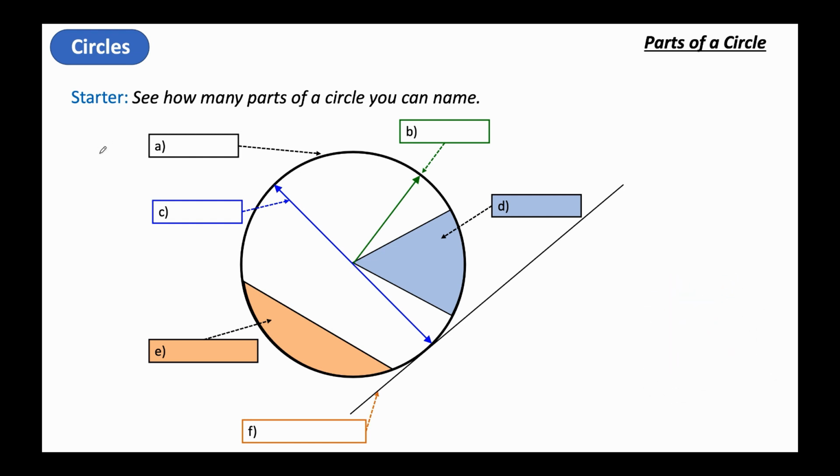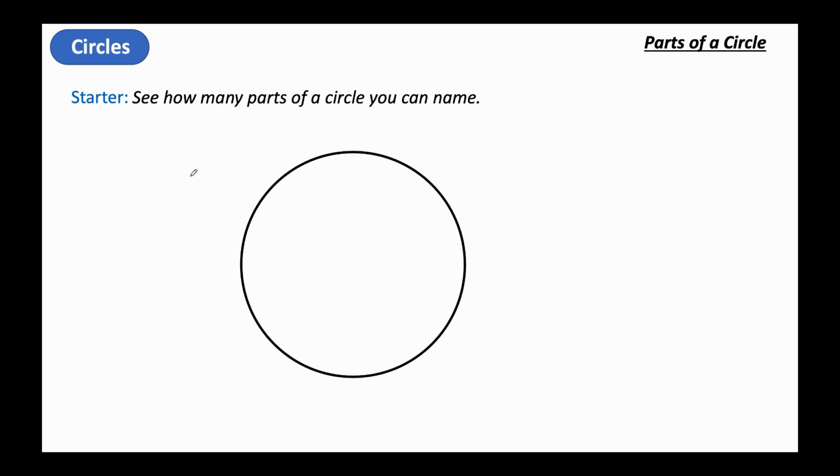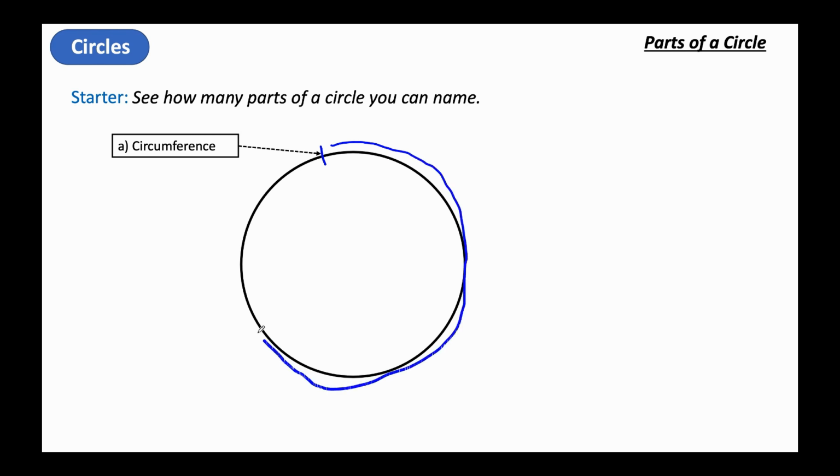Okay, so we've unpaused. Let's have a little look at what these things are then. Let's do them one at a time. So there's our circle. Now the thing that's actually around the outside is called the circumference. What we mean by the circumference is, if I put a little marker there, the distance all the way around the outside. It's basically the circle. How far that circle goes is what we call the circumference. Essentially the perimeter of the circle.